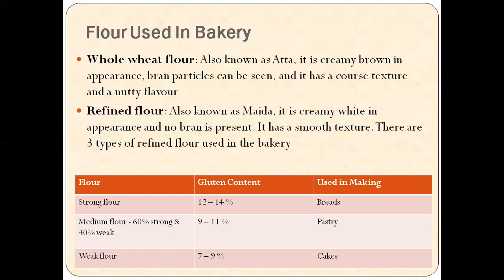Medium flour, 60% strong and 40% weak, meaning that it is a blend of a strong and a weak flour, which has a protein content or gluten content of 9 to 11% and is suitable for making pastries. Weak flour, which has a protein content of 7 to 9%, is most suitable for making of cakes.